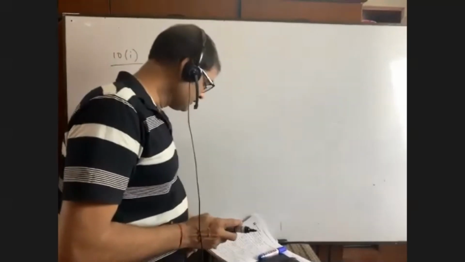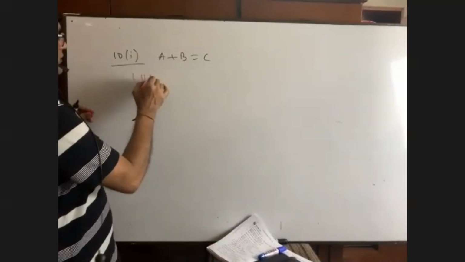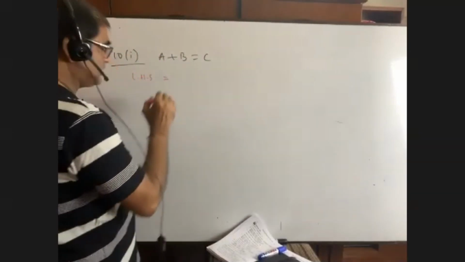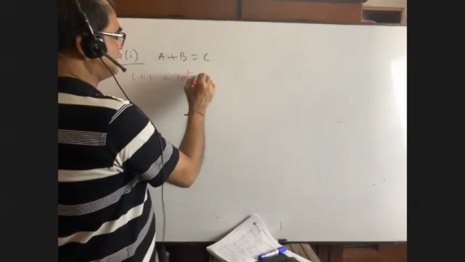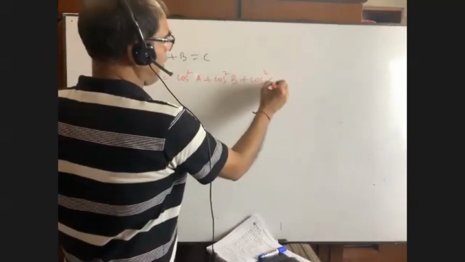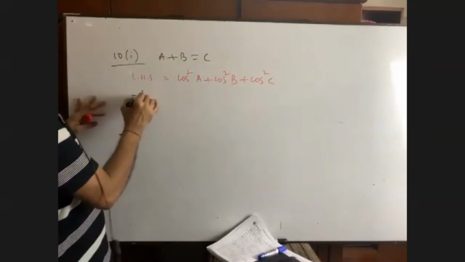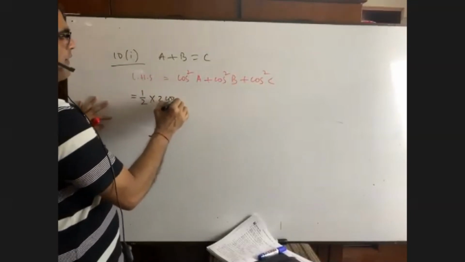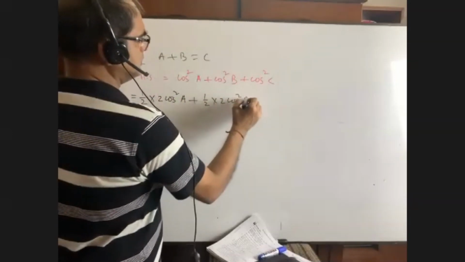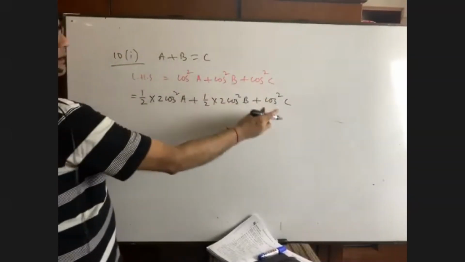Okay, A plus B equals C. Our left hand side is, you see, what is our left hand side? Important math. Left hand side: cos square A, cos square B, cos square C. Okay, do it. Don't take time. Half into 2 cos square A, half into 2 cos square B. Can you remember that the last term I am always keeping as it is?